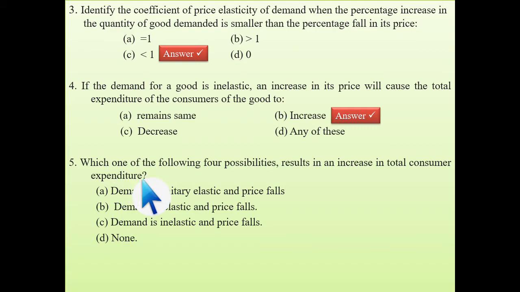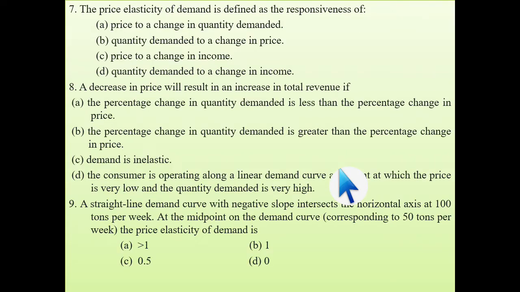Now the next one is, which one of the following 4 possibilities results in an increase in total consumer expenditure? Okay, so total consumer expenditure will increase in the case where demand is elastic and price will fall. Price will fall means people will go for expending more because demand is elastic here, and people expending more means the total consumption expenditure will increase. Yes or no? Next is the price elasticity of demand is defined as the responsiveness of quantity demanded to a change in price. This is the definition I have already covered.